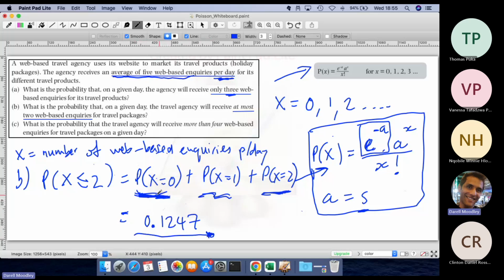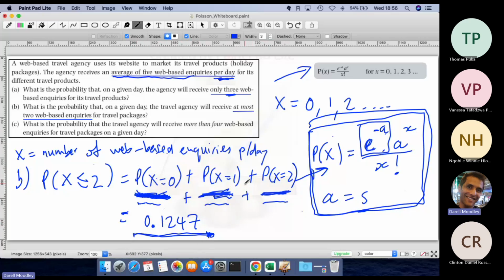You can work out each of them, like how I showed you for question A. All you need to do is use this equation. Substitute 5 for a, and for x, substitute 0. Get a value, write it down. Do the same for the next one: replace x with 1, write down the value. For the third one, replace x with 2, write down the value. When you've got these three values, add them up, and it will give you a final answer of 0.1247.